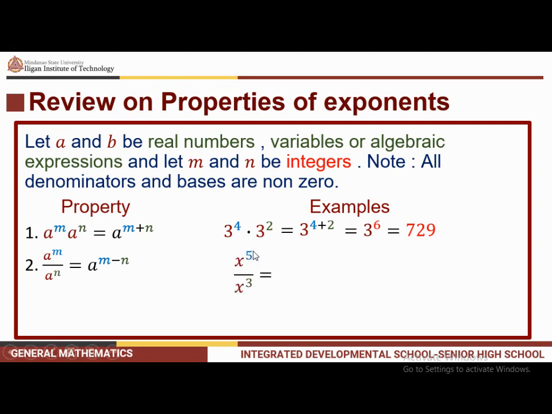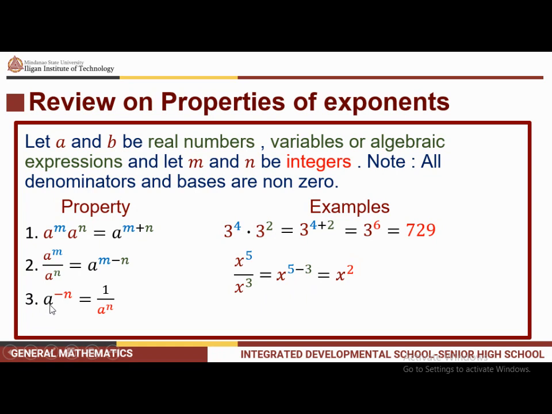Example, we have x to the power of 5 divided by x to the power of 3. This is just equal to x to the power of 5 minus 3. It is because 5 is greater than 3. So, nasusubtract lang yung mga exponents natin. So, this is just equal to x squared. Now, let's proceed sa property number 3.